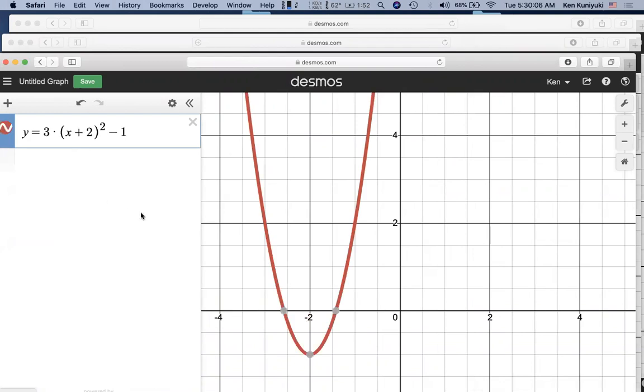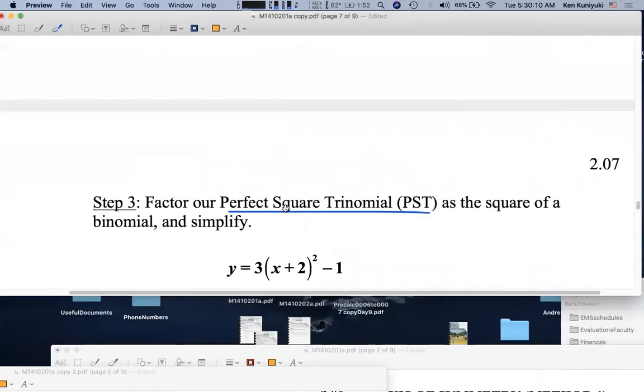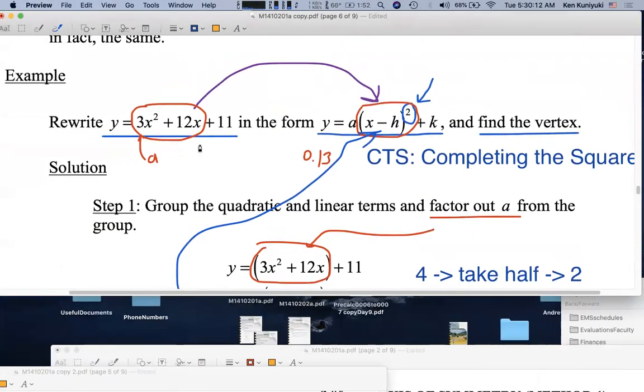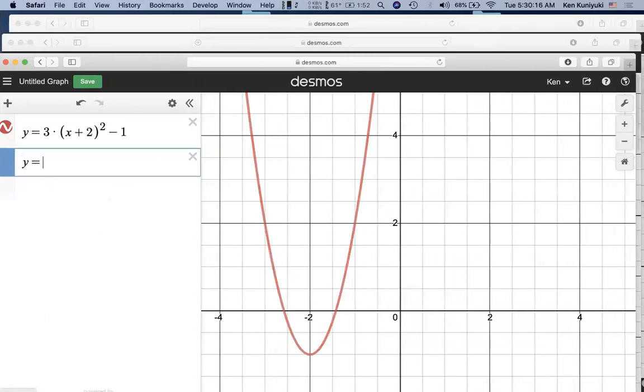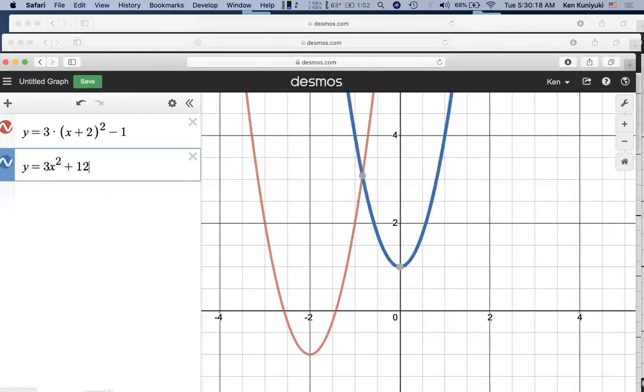All right, so I claim that the given equation graphs as that. What was the given equation? It was y equals 3x squared plus 12x plus 11. Yes, they overlap. This is a graphical demonstration of equivalence. So it looks like we've gotten the right answer here. It's not a proof, but it's pretty convincing.